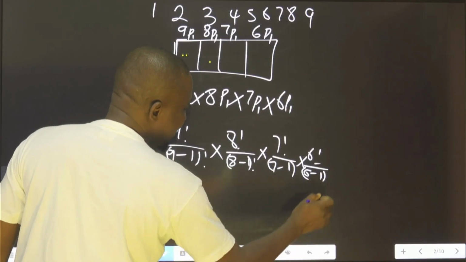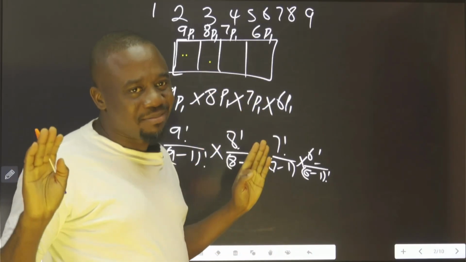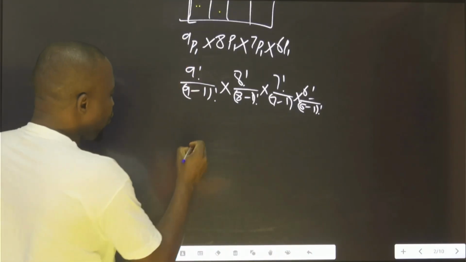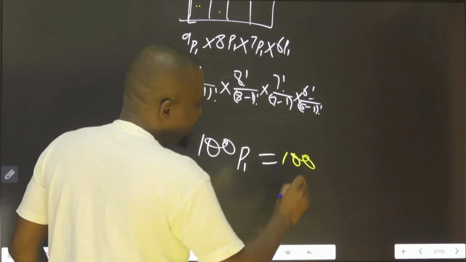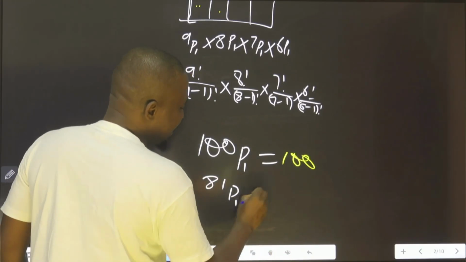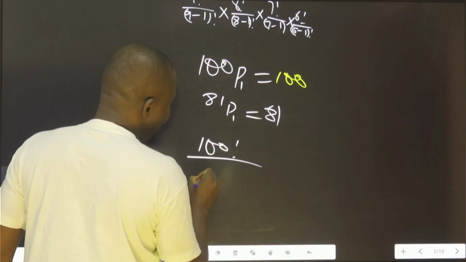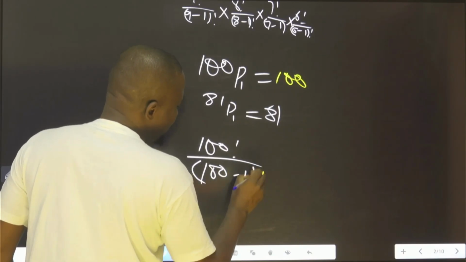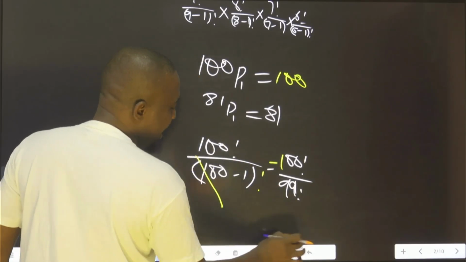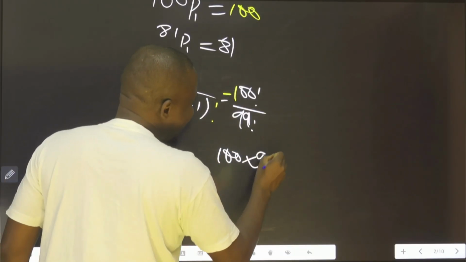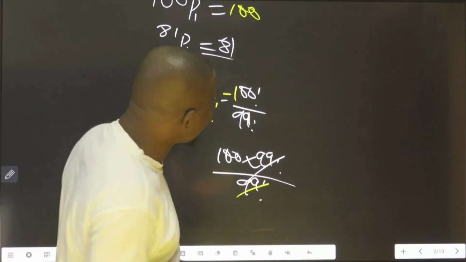But what you should note is that whenever you have something permutation 1, don't waste your time. It means that number. For instance, 100 permutation 1 means 100. 81 permutation 1 means 81. Don't waste your time. How? Because at the end of the day, this first one will be 100 factorial over 100 minus 1 factorial, which is 100 factorial over 99 factorial. What is 100 factorial? 100 factorial means 100 multiplied by 99 factorial over 99 factorial. This and this we cancel. 100 is remaining. The same thing with this one. So no need for you to waste your time.